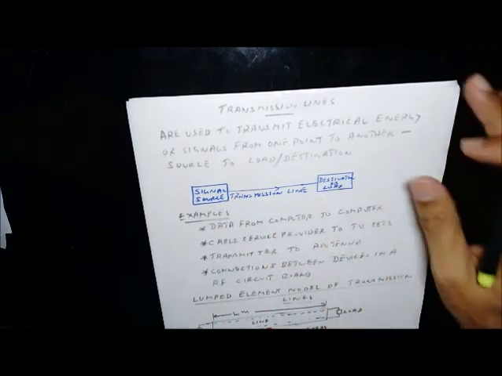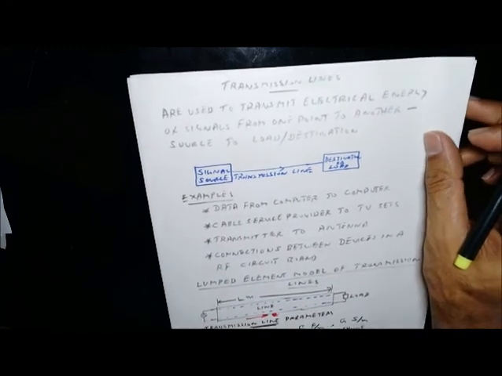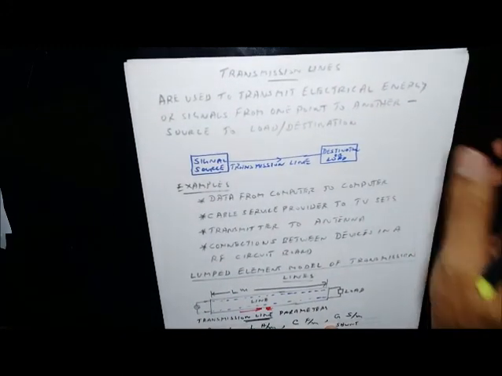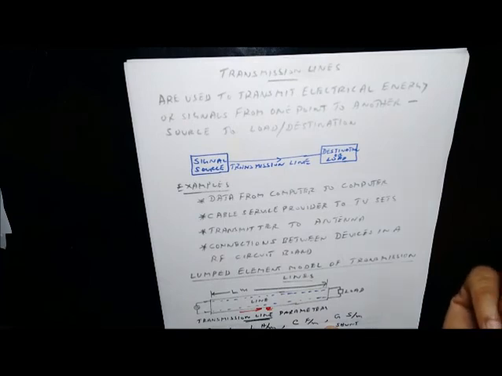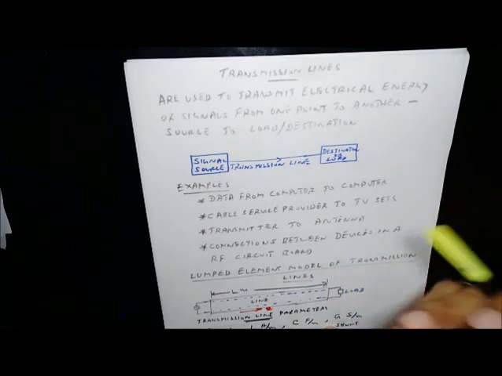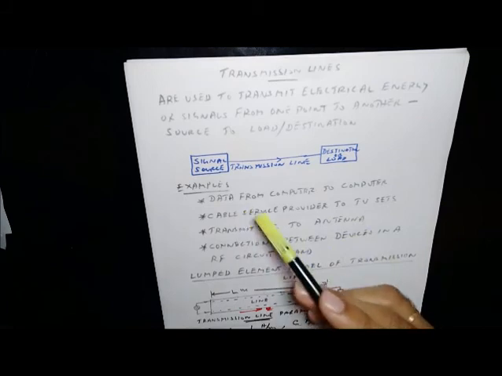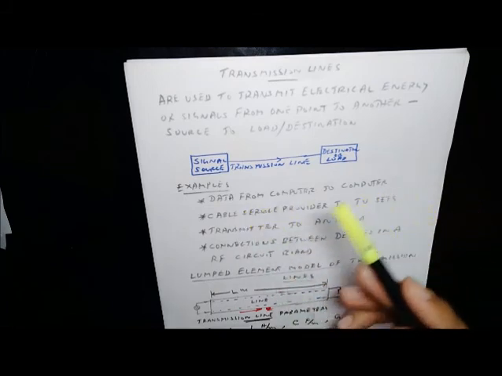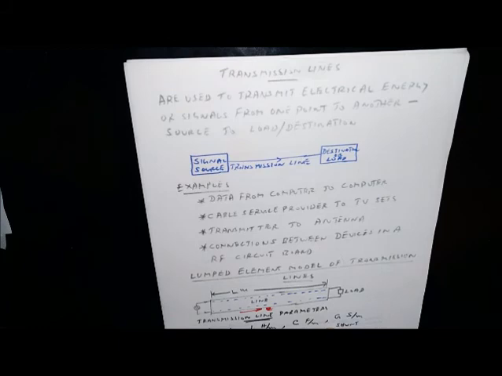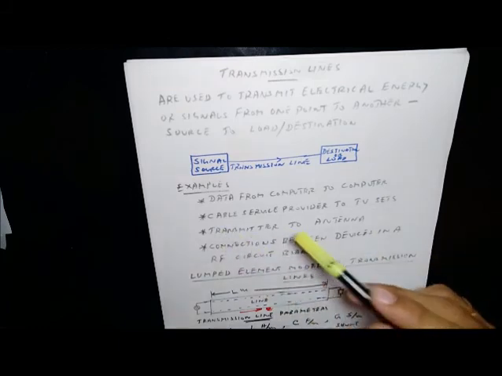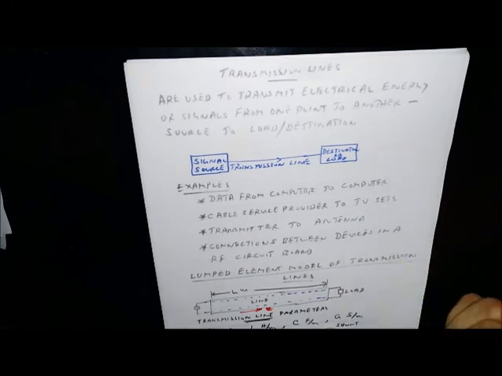Now, some examples from a communication engineering perspective are listed down here. So you're likely to come across a transmission line in these examples or situations. Data transmission from one computer to another: if you have a wired data transmission from one computer to another, you will have a transmission line there. And from a cable service provider to the TV sets, you will find a transmission line there.